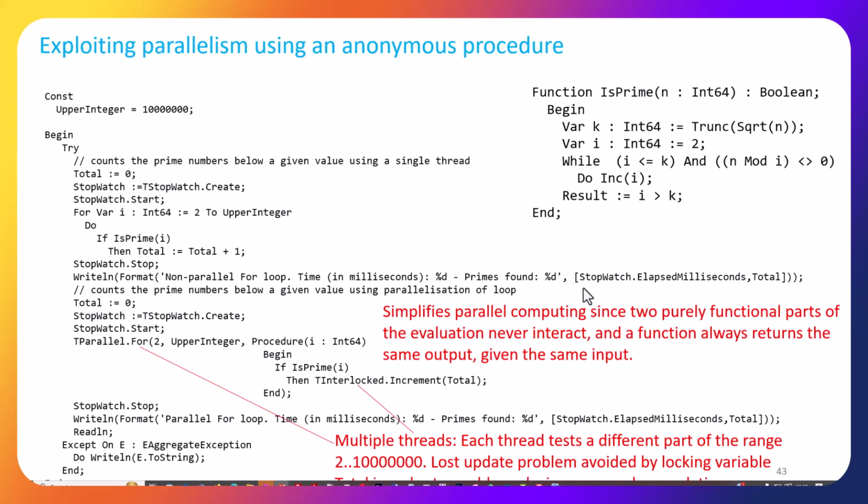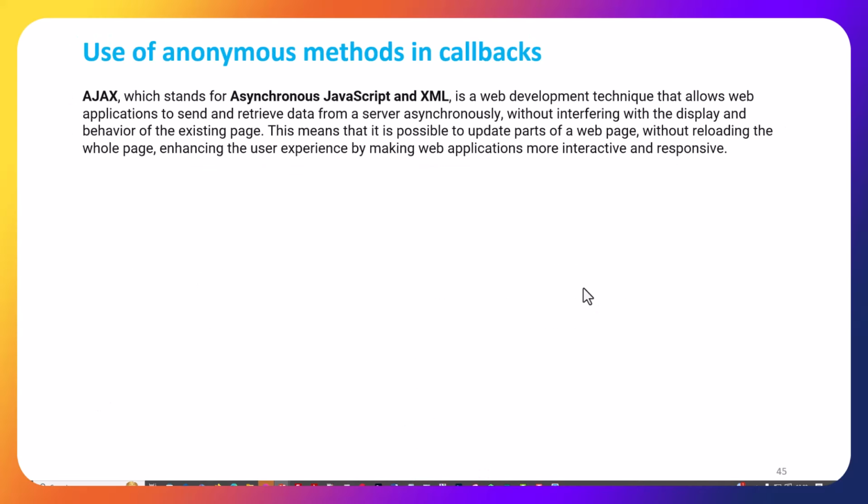Oh, it simplifies parallel communication since two purely functional parts of the evaluation never interact, and a function always returns the same output given the same input. So as I said, we divide up the range 2 to 10 million and allow a thread to execute it for each. Yeah.